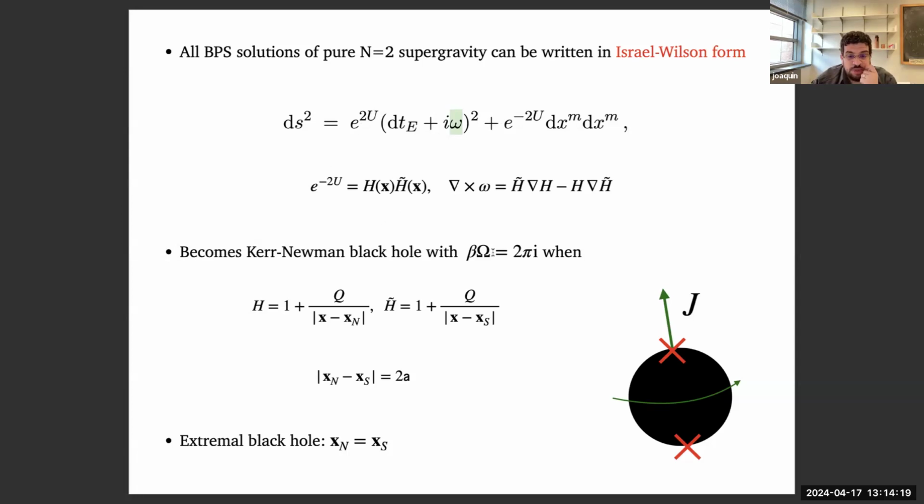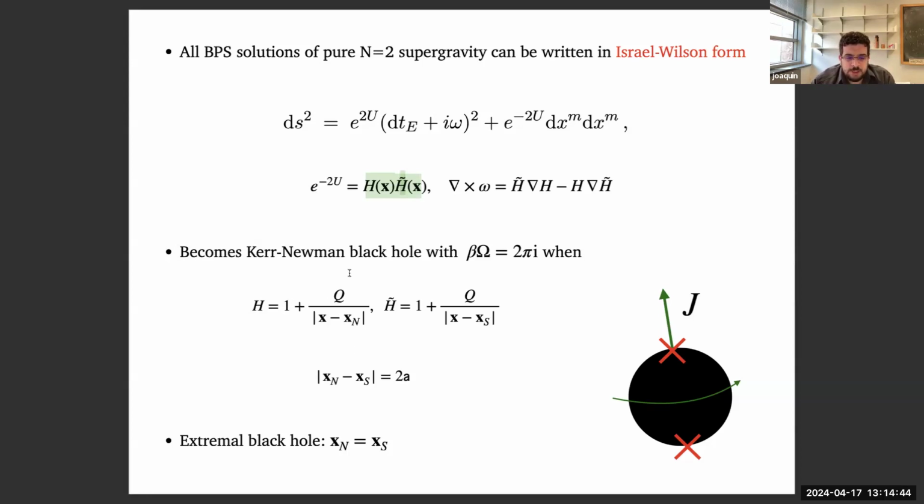And the Kerr-Newman black hole with beta omega equals 2 pi i takes this form, where e to the 2U is the product of h and h tilde, and h and h tilde are harmonic functions. This is just the result of, well, I think it was Todd that derived that this is the most general form a supersymmetric solution can take.